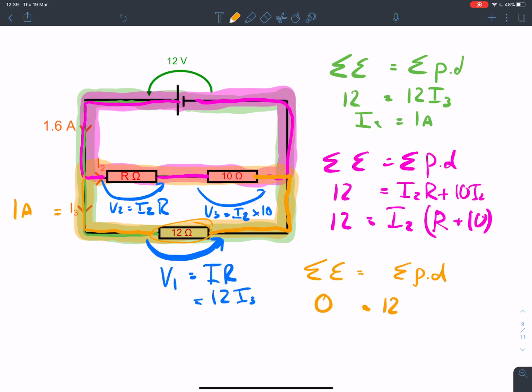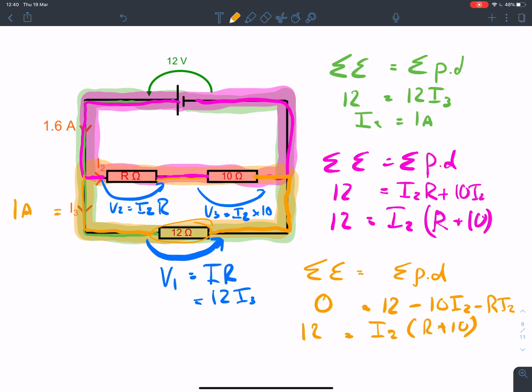Let's keep going around here. Now we get to this resistor. Remembering, I'm going against that arrow, so I'm going to have minus 10I2. Keep going. I've got this other resistor, so it's again going to be a minus sign, minus R times I2. Now we have a little equation: 12 equals I2 times R plus 10. That is actually exactly the same as the one in pink.